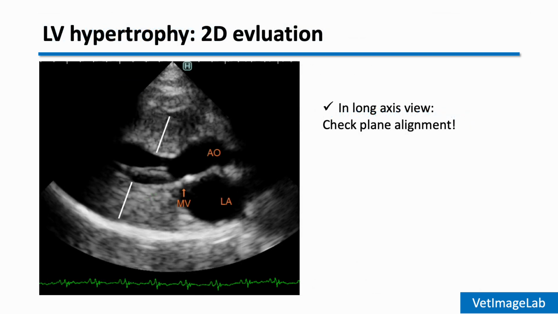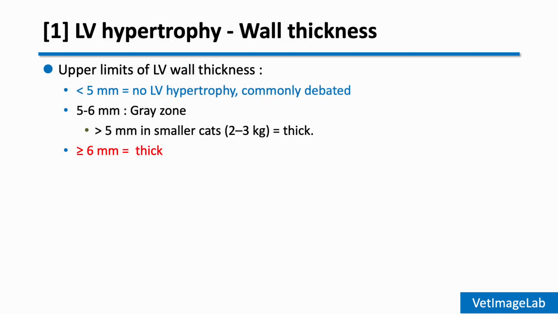However, right parasternal long axis views can also be useful, especially when certain segments are better visualized in that plane. Because hypertrophy may be regional or segmental in some cats, scanning multiple levels along the long axis plane can help detect focal thickening. And remember, plane alignment is critical. As you can see in this example, when the caliper lines are placed slightly off axis, the wall appears thicker than it actually is.